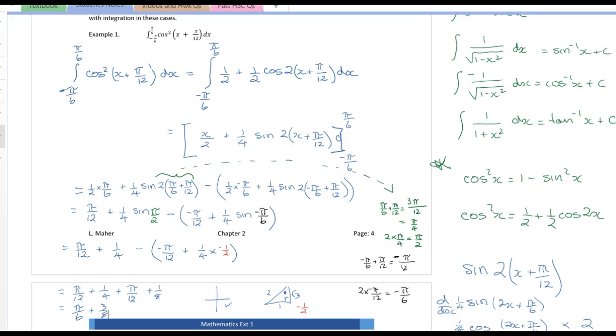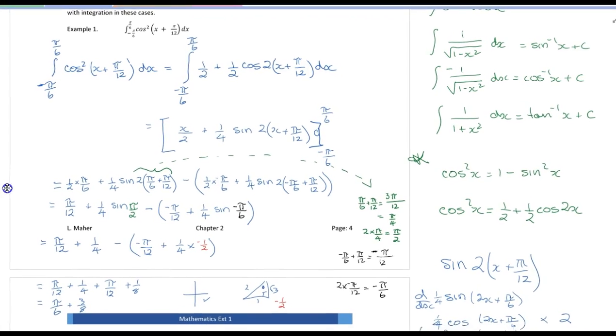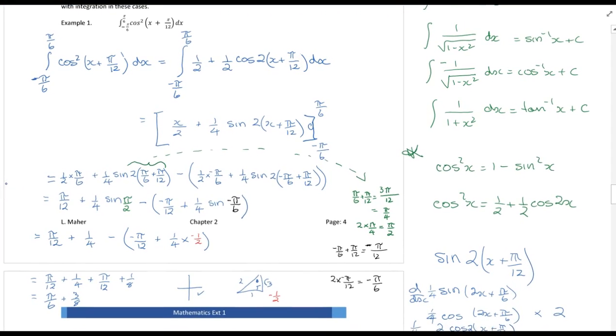Okay, that's not a very nice question at all, but it's not impossible. It does, however, require a very high degree of carefulness, if there's such a term. So let's have a look. So we've got our integral x on 2 plus a quarter sine 2x plus pi on 12 from minus pi on 6 to pi on 6. So we're at the stage of substituting.